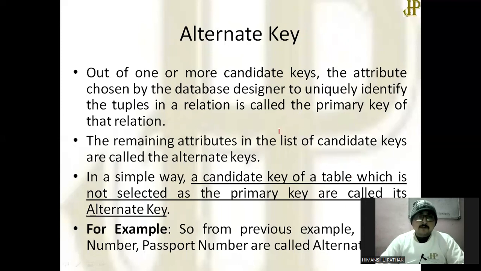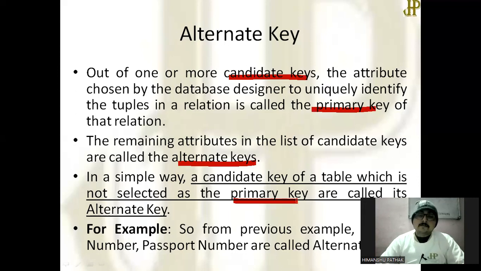Out of one or more candidate keys, the attribute chosen by the database designer to uniquely identify the tuples in a relation is called the primary key. The remaining attributes in the list of candidate keys are called the alternate key. Or you can say in a simple way, a candidate key of a table which is not selected as primary key is called its alternate key.